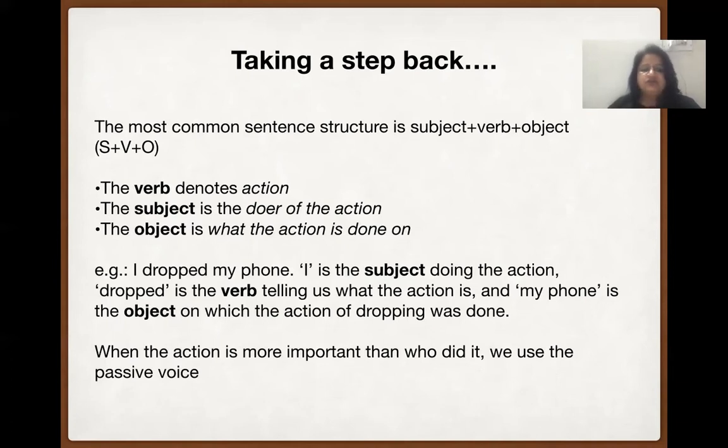All right, so dropped is the verb that tells you what the action is. Okay, I is the doer of the action, so that becomes the subject, and my phone is the object, because what was dropped? On what thing was the action of dropping done? It was my phone. So when you say S plus V plus O, it becomes I is S, dropped is V, and my phone is O.